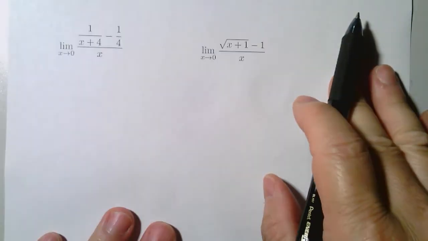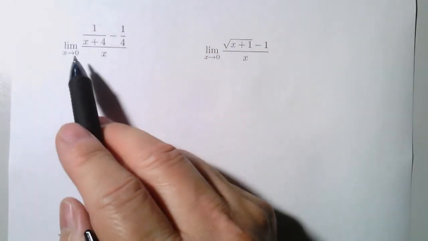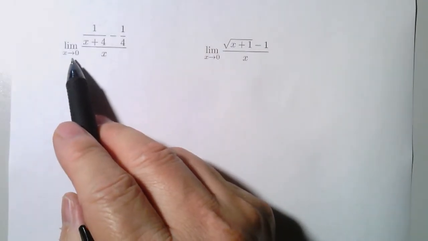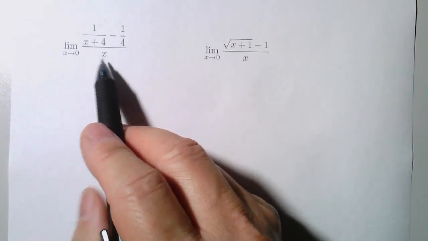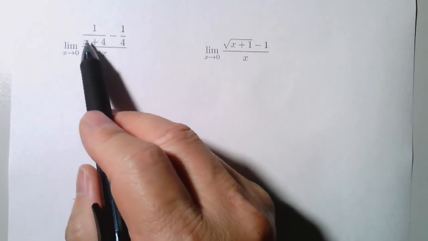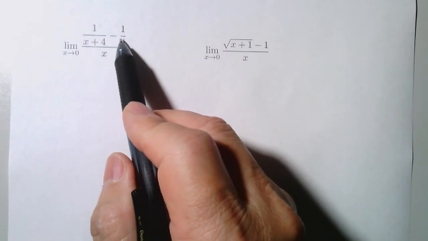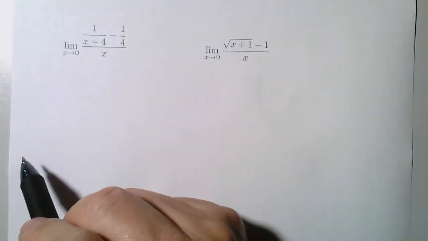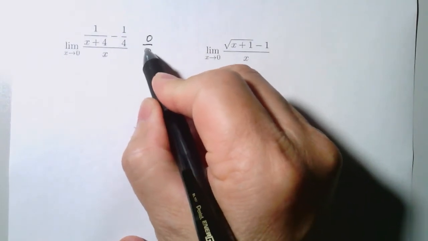Let's take a look at the next example. Same thing here: I try to follow the strategy and do substitution, and I immediately find I can't. The denominator equals 0. But the good thing is, if you do the substitution, you find the numerator is 1/4 minus 1/4, which also approaches 0. So that is a 0 divided by 0 form.